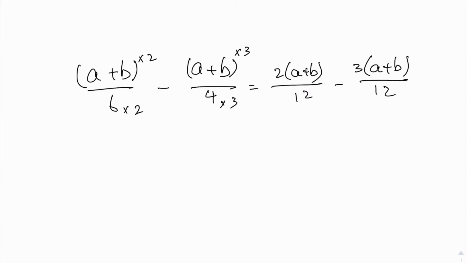And since a plus b are common in both terms, I do not really need to expand it out. So I will have 2 minus 3, and that's a negative a plus b over 12. And keeping to usual algebraic rules, I will want to write the negative outside the fraction. So I'll write that as minus a plus b over 12.